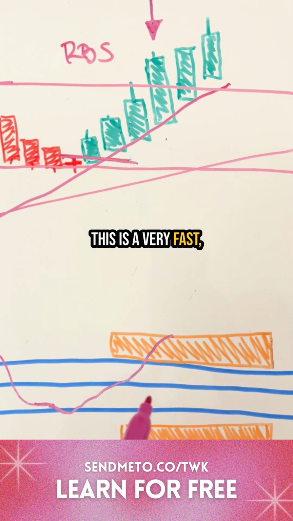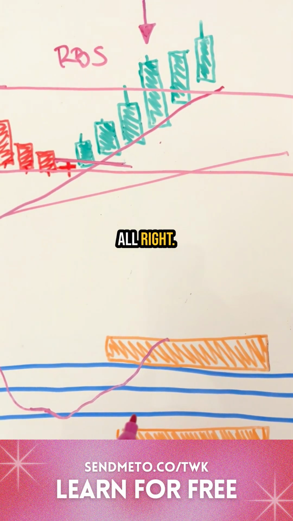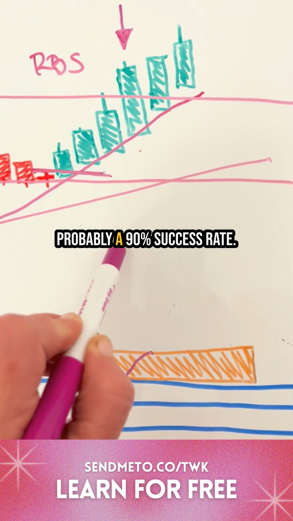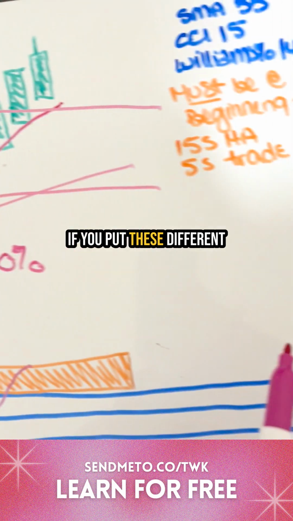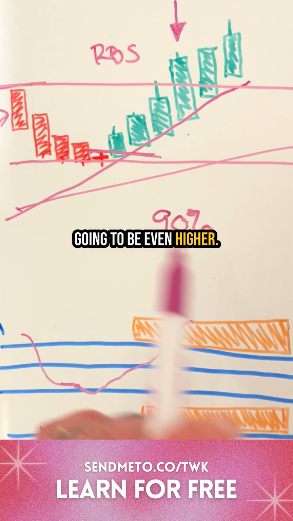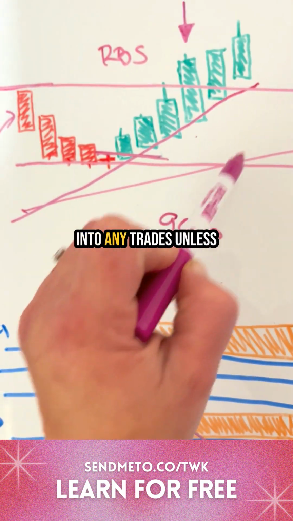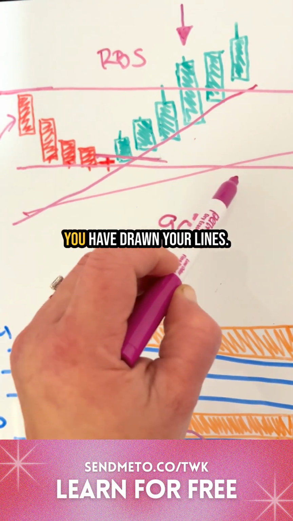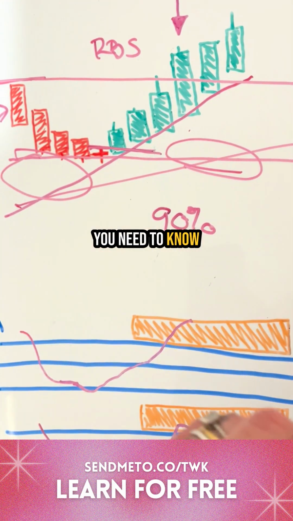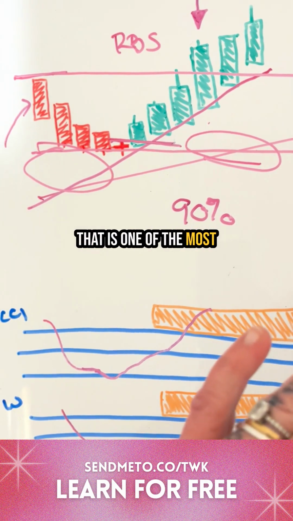This is a very fast, sharp movement, all right? And this is going to give you probably a success rate. If you put these different factors together, your success rate is going to be even higher. You don't want to enter into any trades unless you have drawn your lines. You need to draw your lines. You need to know where your zones are. That is one of the most important things.